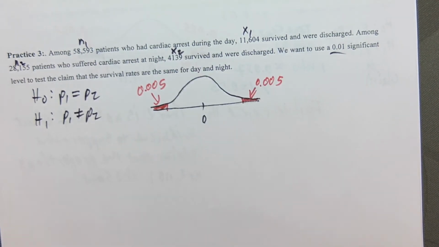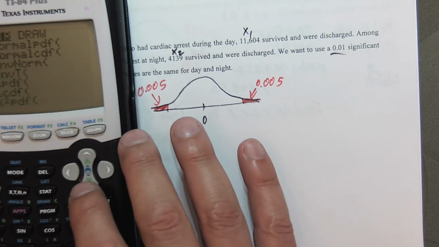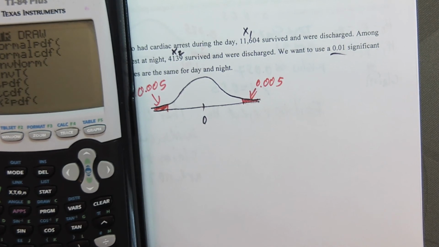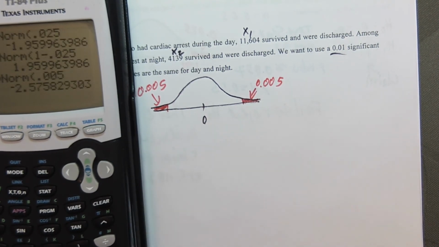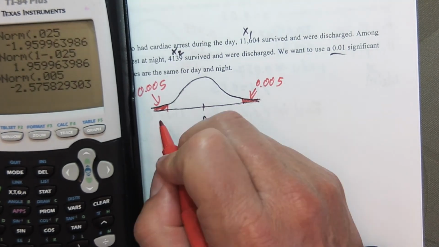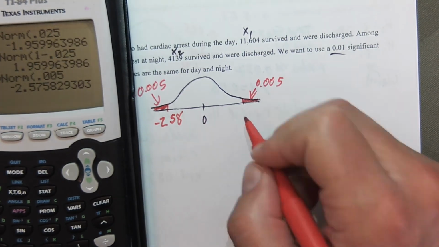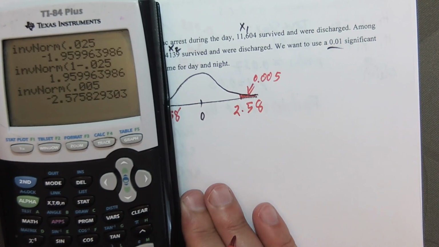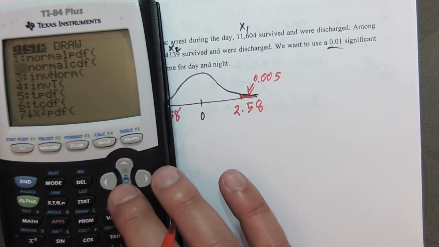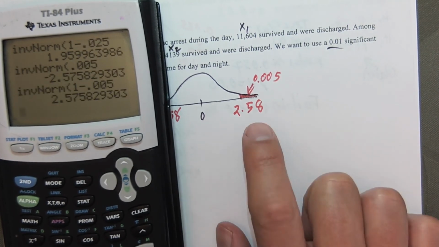And to find that critical value, we'll come back to that. We have to do inverse norm, 0.005. That'll give me the left one, the negative one here. And you can see that's a negative 2.58, we'll say, and that'll make that a 2.58. Again, I can show you where that comes from. Inverse norm 1 minus 0.005. So there it is.